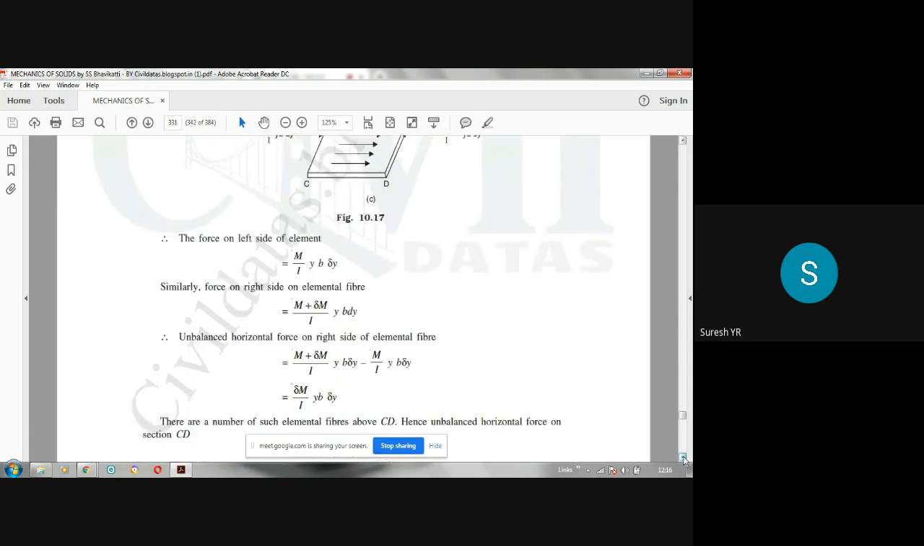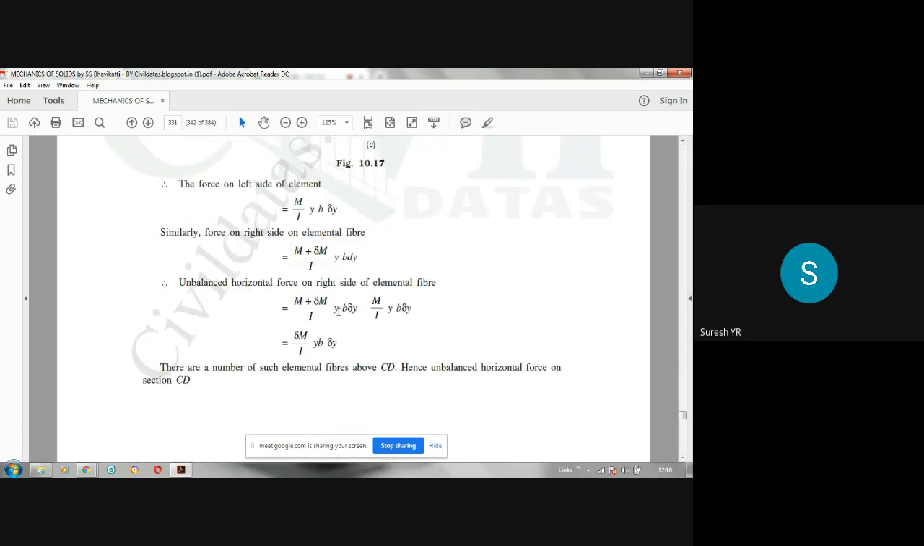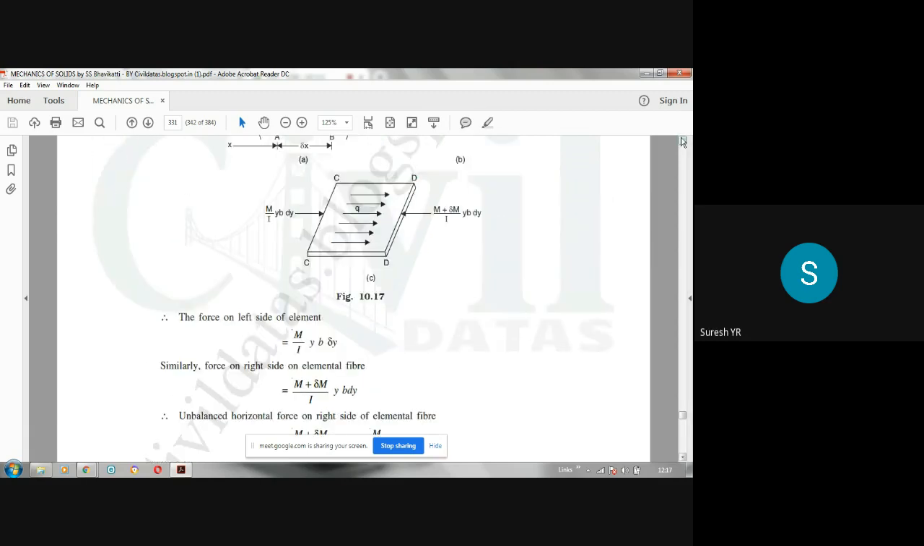See what happens when we take the difference: this minus this. If you subtract, you will be left with only delta M by I. One term will cancel. The M by I into y into b into delta y term will get cancelled. So you will be left with delta M by I into y b into delta y. This is the unbalanced horizontal force on the elemental fiber.